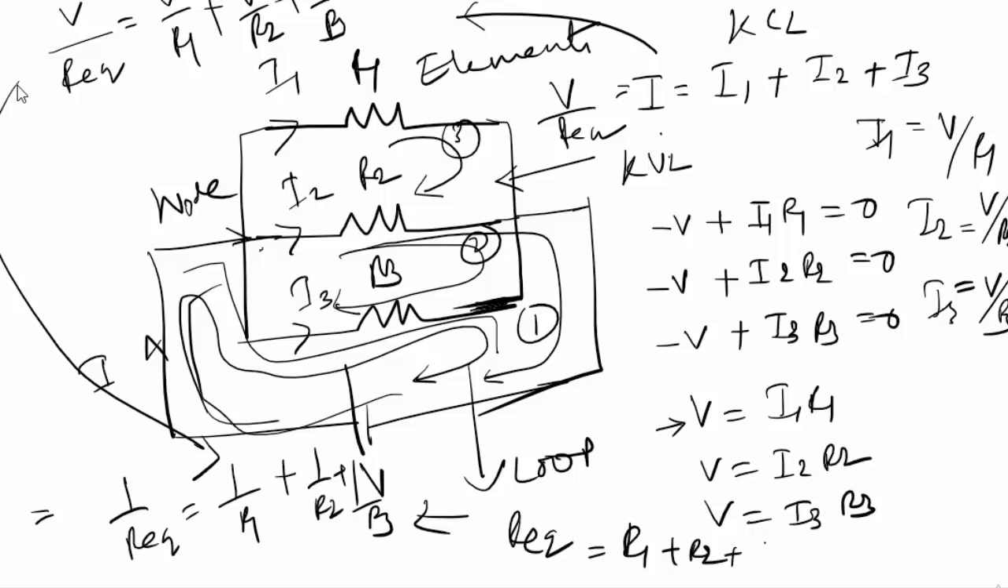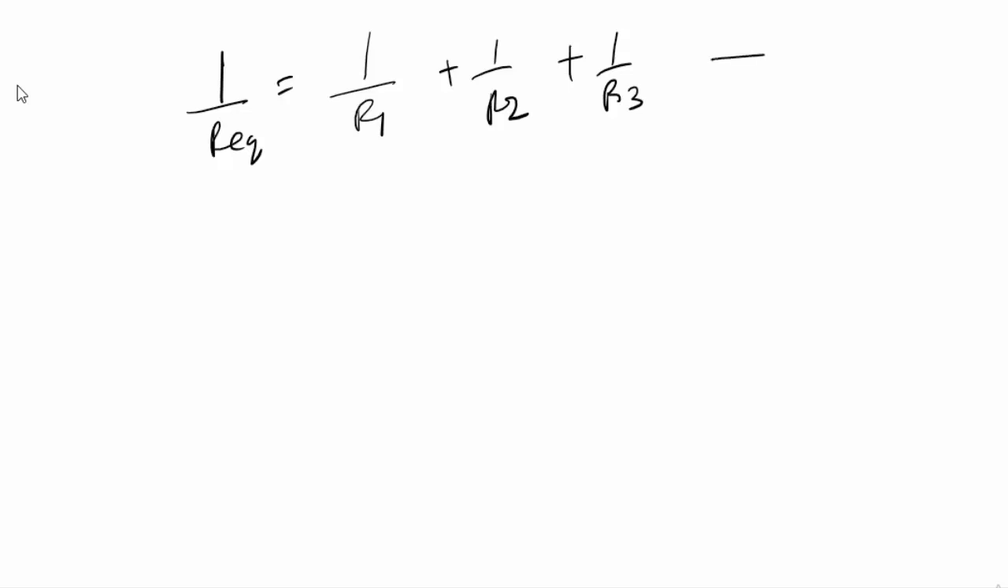I cannot write that, but 1 upon R1, that's how you will find. So just simply writing it up, what you would have found out is 1 upon R equivalent is equal to 1 upon R1 plus 1 upon R2 plus 1 upon R3 for a parallel circuit.